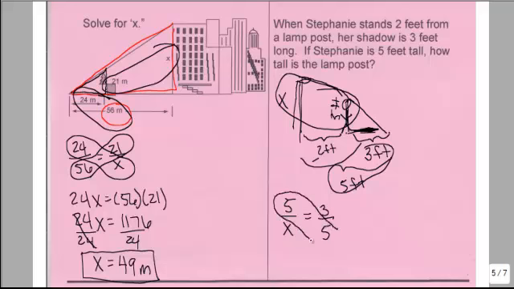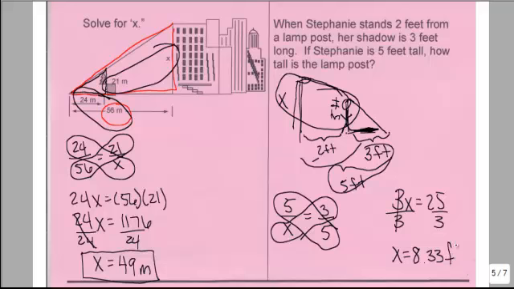And then cross multiply. 3x is equal to 25. Divide both sides by 3. That would give you x is equal to 8.33 or 8 1/3, whichever way you want to write it. And this is in feet. That's how tall the lamppost is. And you guys are done with your notes for the night.